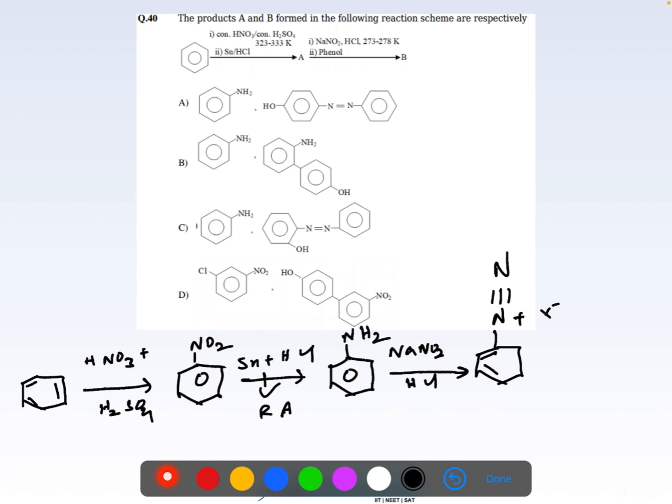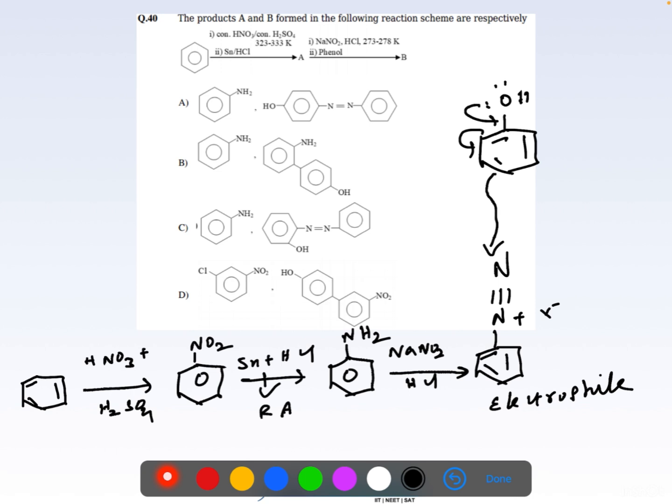Okay. So this diazonium salt is a good electrophile. And it reacts with activated aromatic compounds such as phenols to give azo compounds. So when it is treated with phenol, the phenol will attack this diazonium salt at the para position to give the azo compound, that is option B.